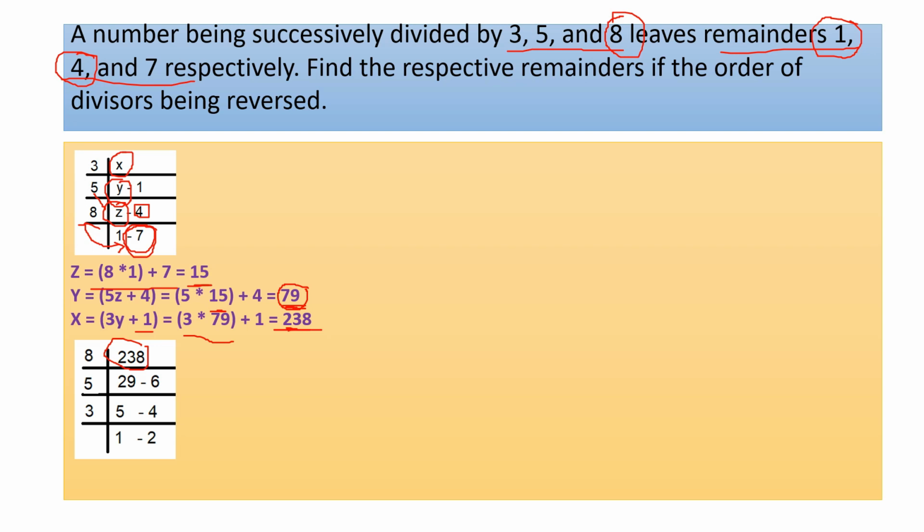First we divide it by 8. On dividing 238 by 8, we are getting 29 as the quotient, and the remainder is 6. Then we divide by 5. On dividing 29 by 5, we are getting 5 as the quotient and 4 is the remainder. Then we divide by 3. On dividing 5 by 3, we are getting 1 and the remainder is 2. So the respective remainders are 6, 4 and 2. This is the answer.